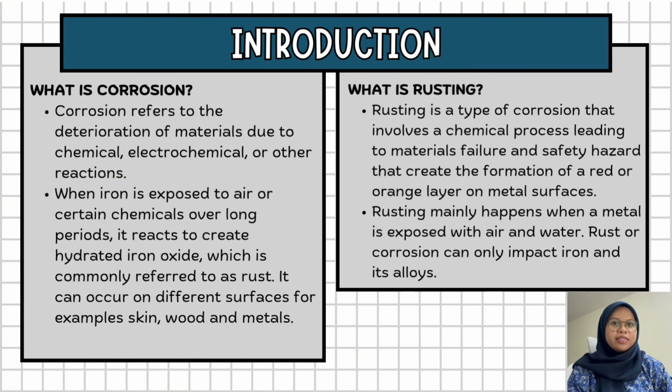Next, what is rusting? Rusting is a type of corrosion that involves a chemical process leading to material failure and safety hazard that creates the formation of red or orange on a metal surface. Rusting mainly happens when a metal is exposed to air and water. Rust or corrosion can only impact iron and its alloy.